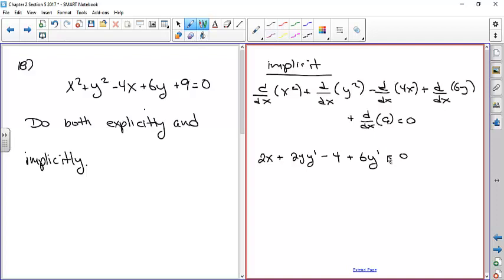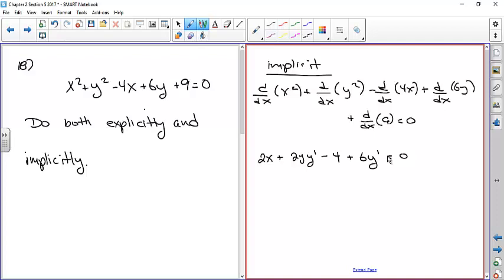So I get that when I take the derivative. The derivative of x squared is 2x. The derivative of y squared is 2y, y prime. The derivative of negative 4x is negative 4. The derivative of 6y is 6 times y prime. And the derivative of a constant is 0.